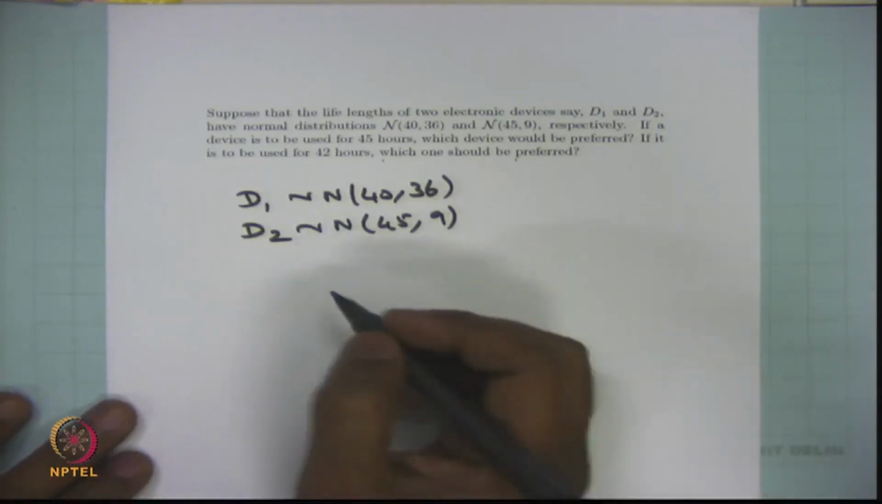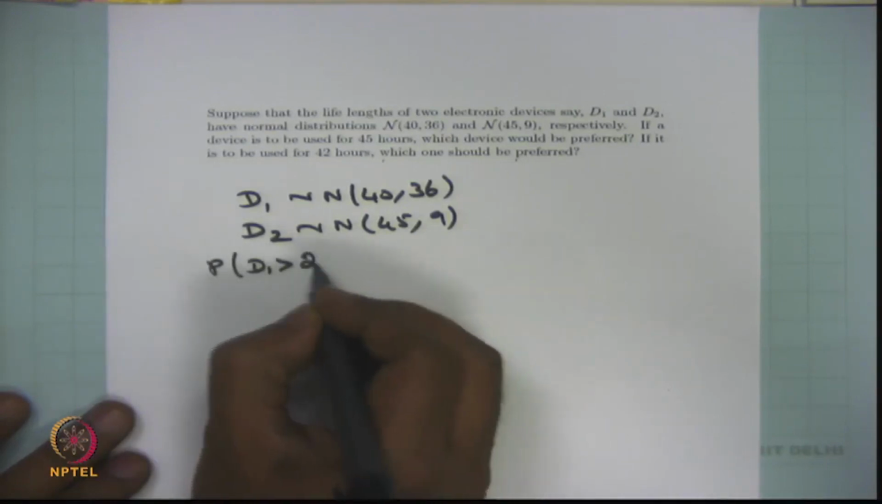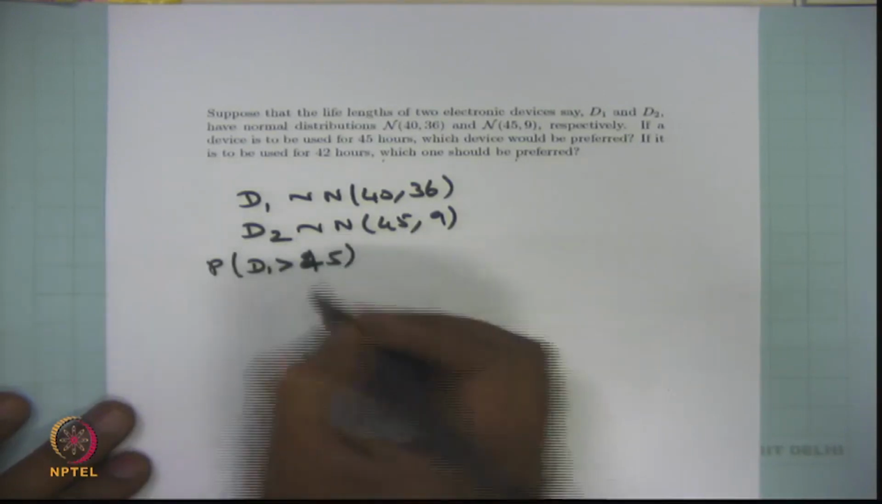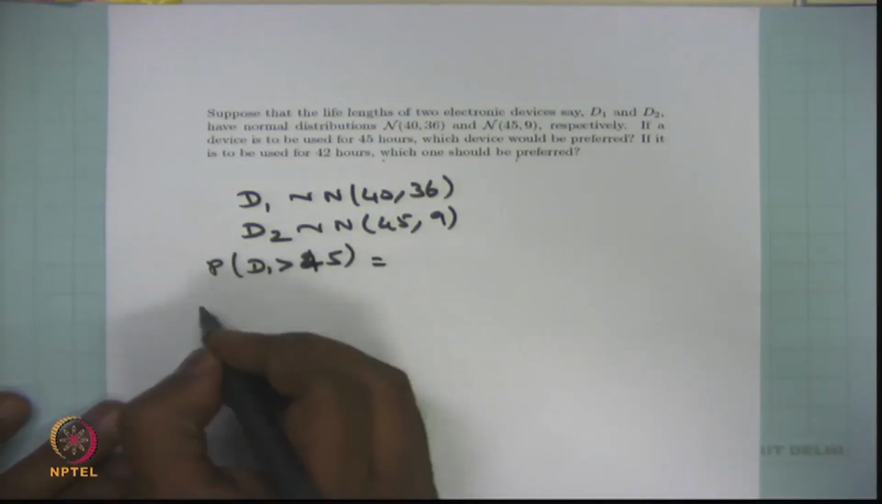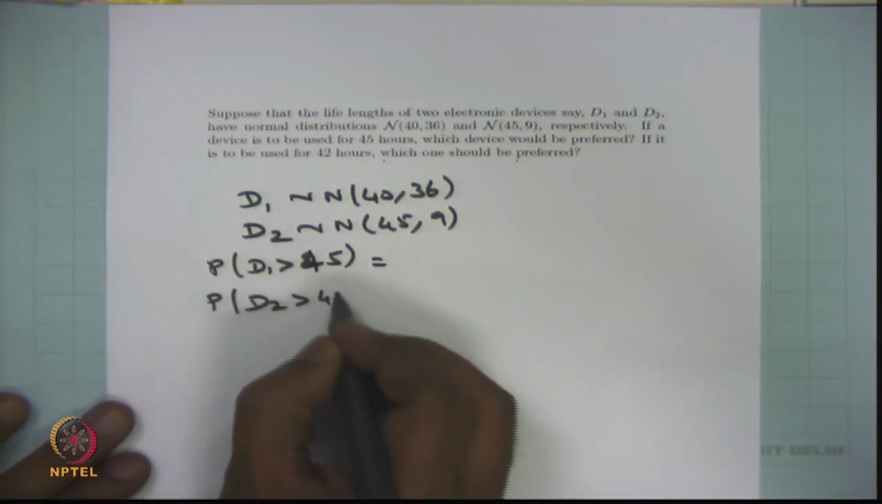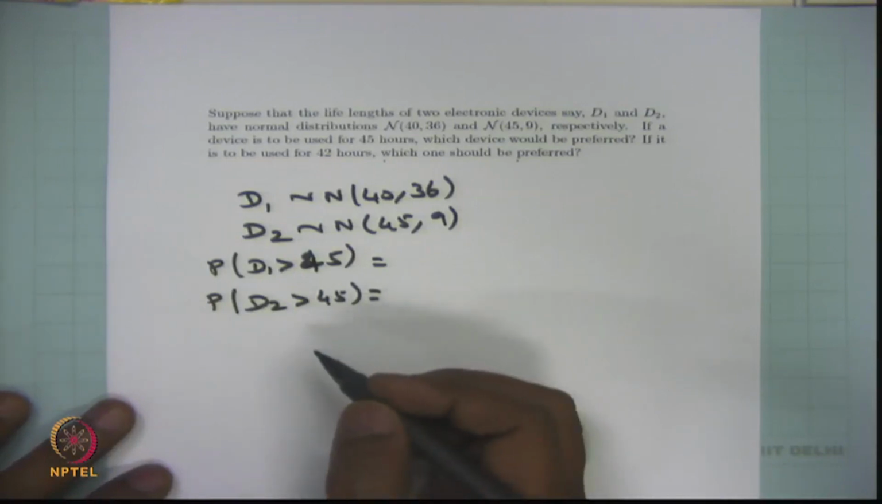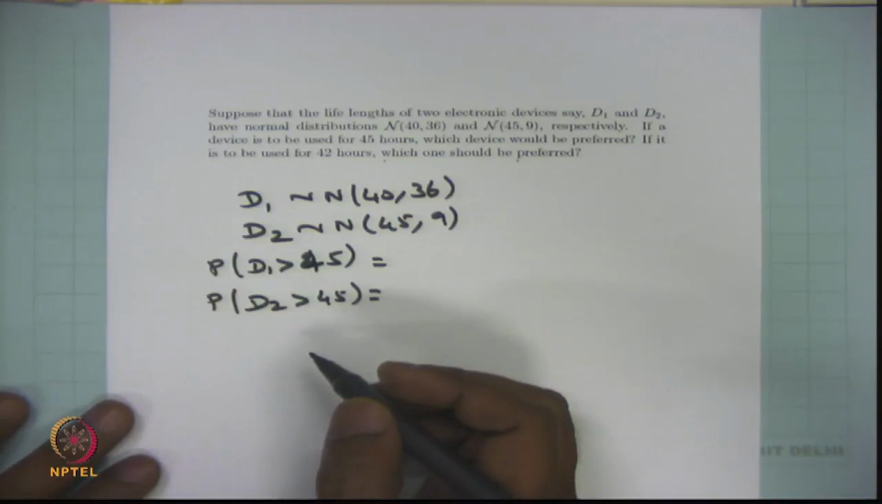So, what we will do is find the probability that D1 is greater than 45, and similarly the probability that D2 is greater than 45. Whichever has the higher probability, we will prefer that. If a device is used for 45 hours, whichever has the higher probability of working more than 45 hours, we will prefer that electronic device.